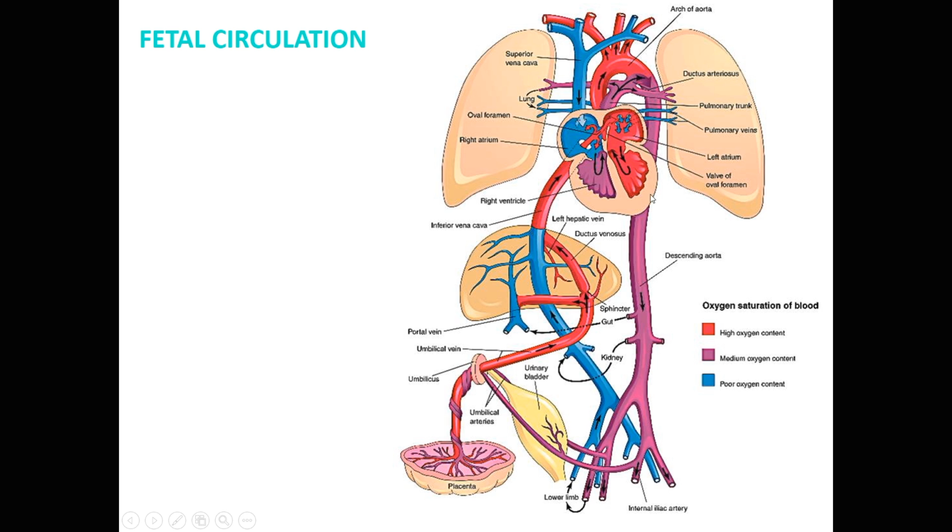Once these come together, now you have mixed blood in your descending aorta that goes down to your body. You also then have some of this blood going out via the umbilical arteries that go back out to the mother. So this is the fetal circulation cycle that occurs.